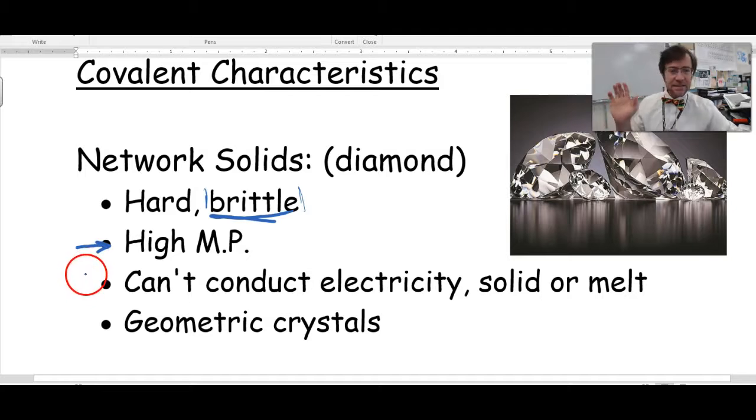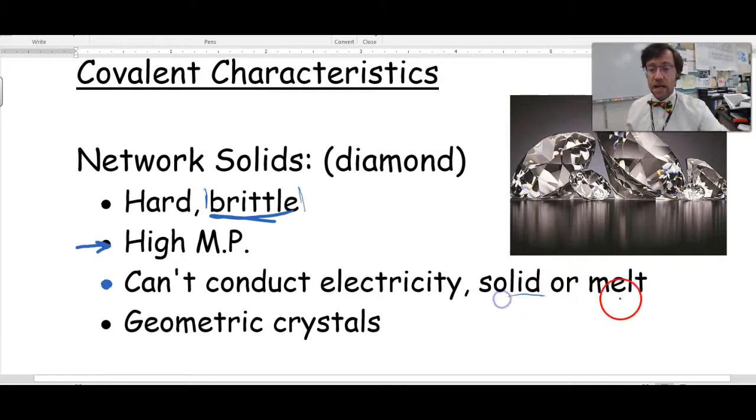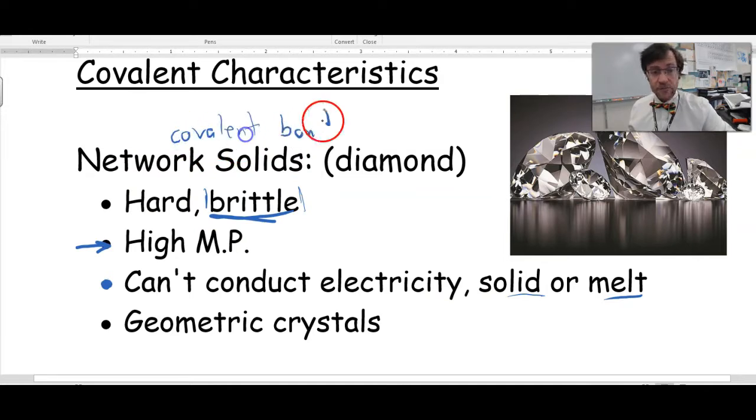I looked. Yeah, it's very, very high, and they cannot conduct electricity, whether it's solid or it's melted. As I said earlier, it's because if it's a network solid, this is covalently bonded. There are no ions present here whatsoever, and that's what you need in order to conduct electricity. You have to have ions. So they can't conduct electricity, no matter what. They do not dissolve. But they also have geometric crystals, like beautiful, beautiful crystals.